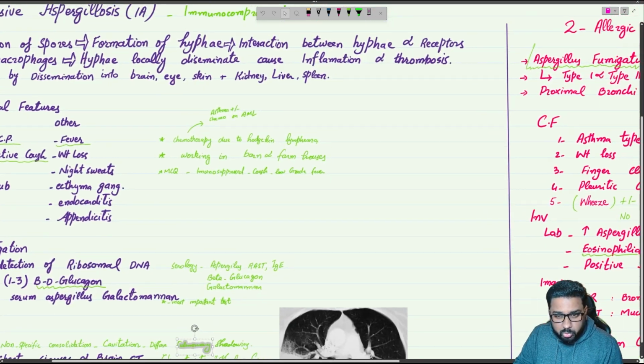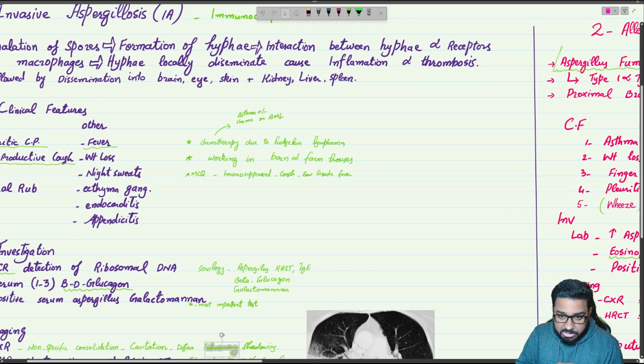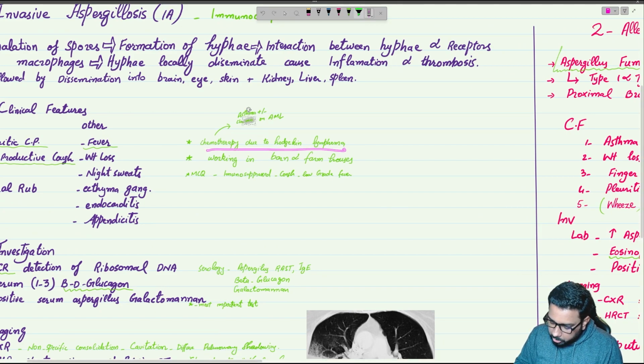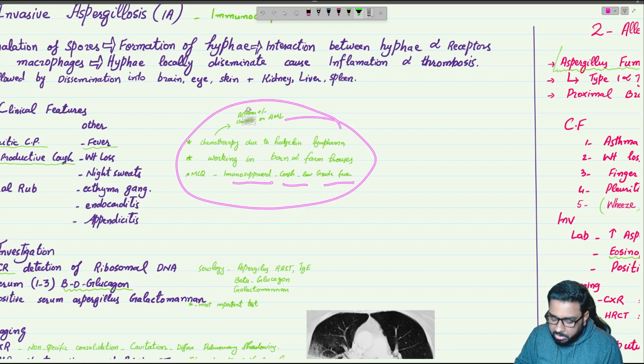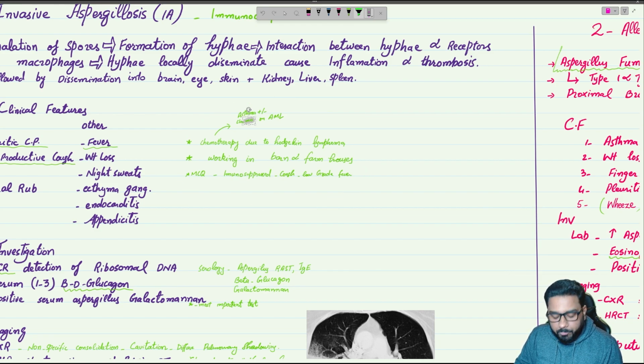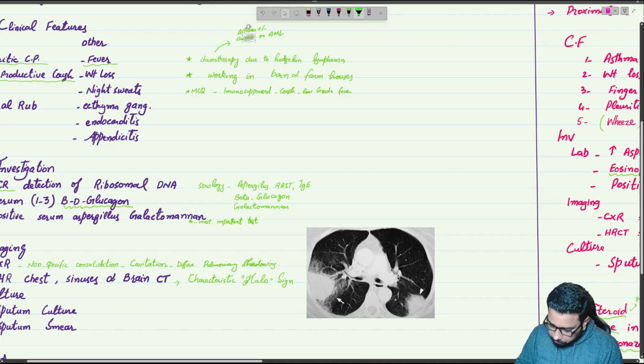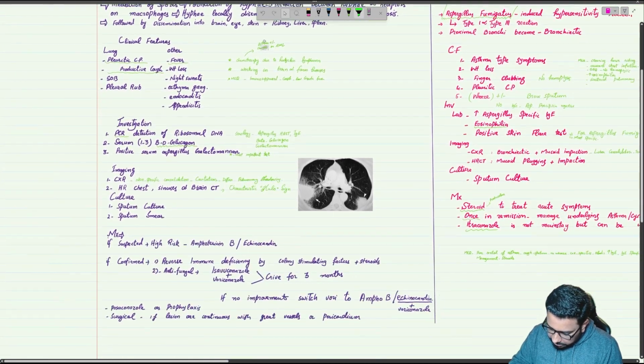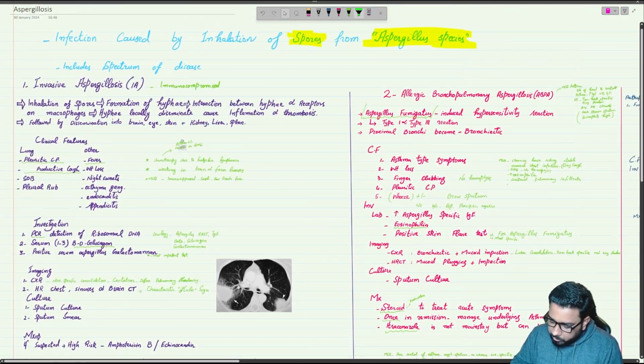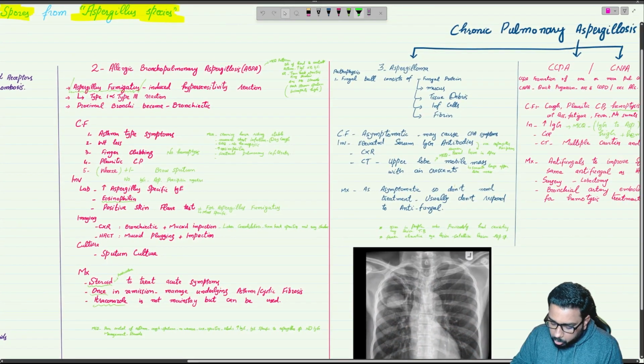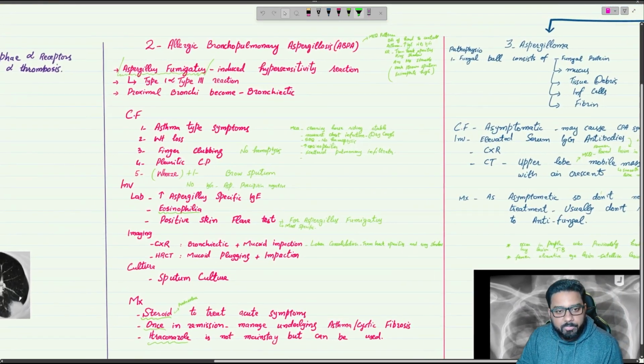So the questions in the paper, you can see the green section. The questions are not usually from the management as far as invasive aspergillosis is concerned. Chemotherapy, working in barns or farmhouses, immunosuppressed, cough, low grade fever. So this is the pattern of MCQ. So that's invasive aspergillosis. Moving on to allergic bronchopulmonary aspergillosis.